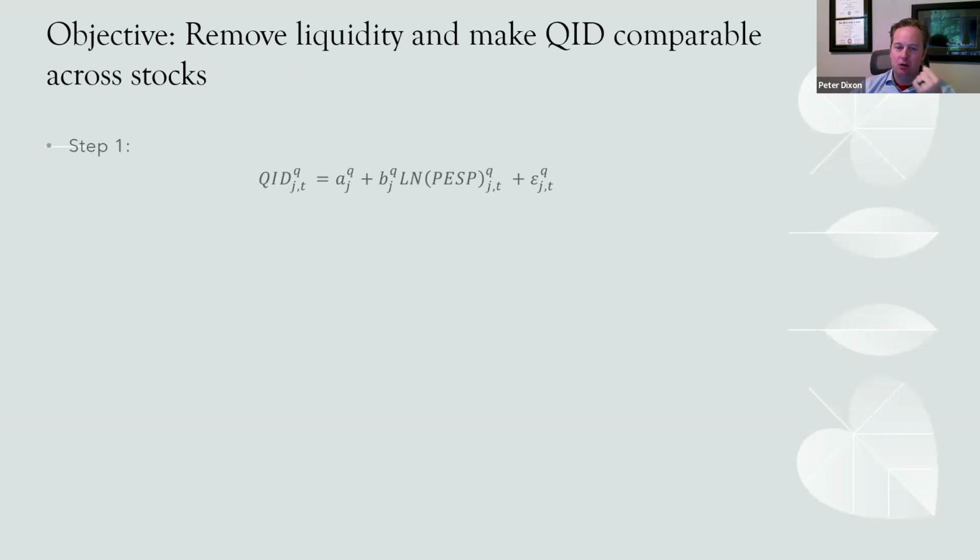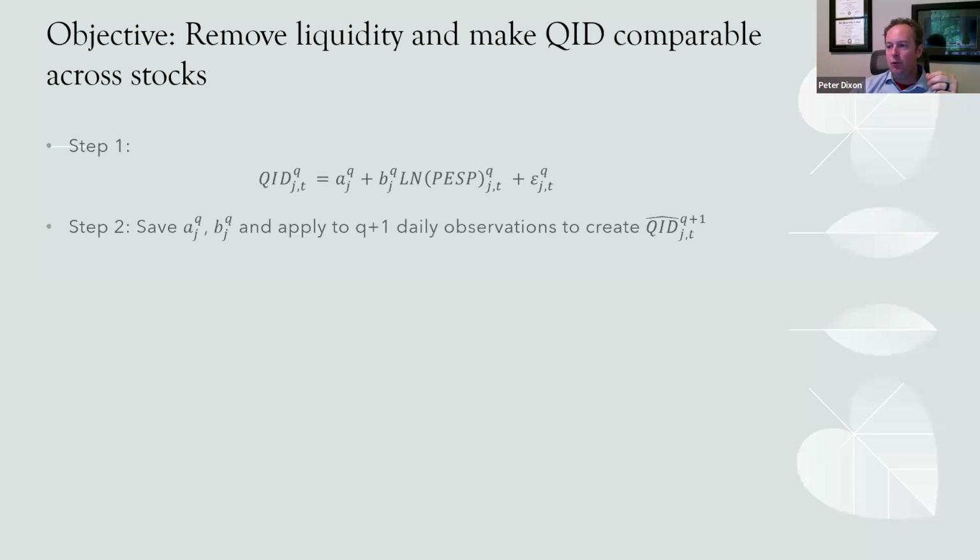So the first step we're going to do is, in a particular quarter, run a simple regression with quid on the left hand side and spread on the right hand side. And then we're going to save the coefficients from this regression and apply them to the daily observations in the following quarter. So it's like an out of sample test. And then we're going to standardize the whole thing by the standard deviation of quid in the previous quarter.